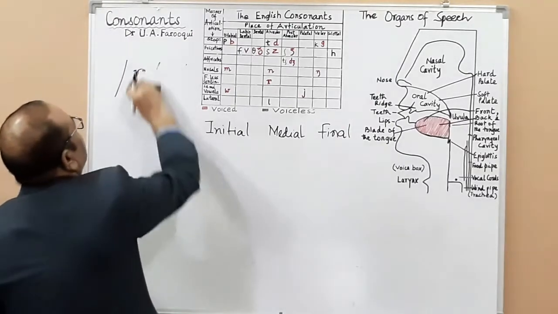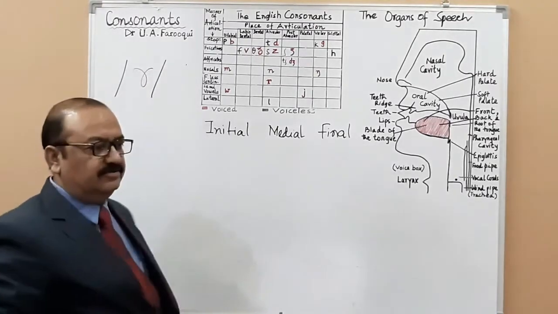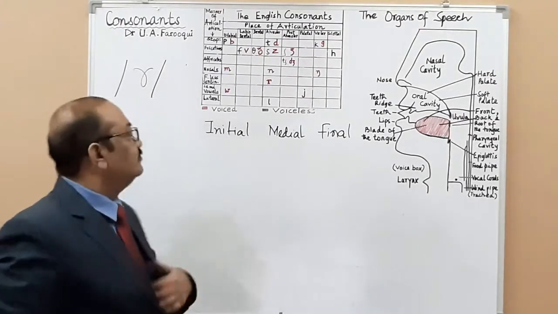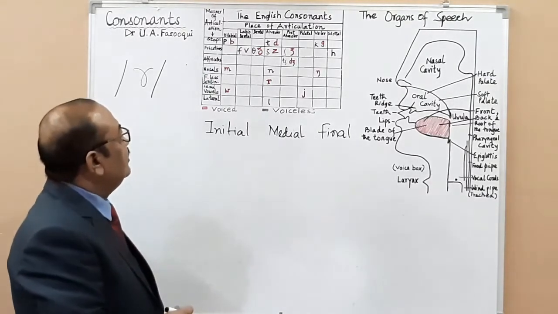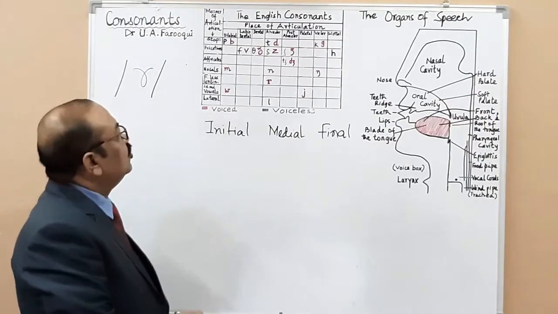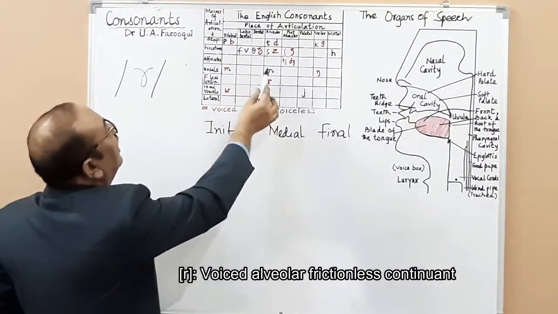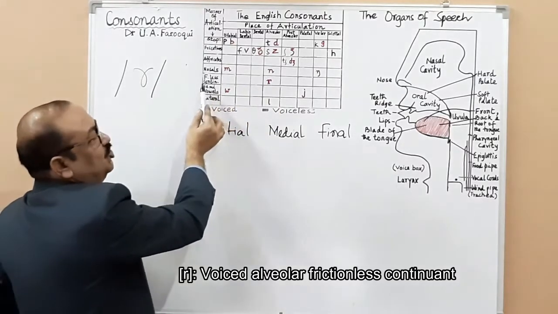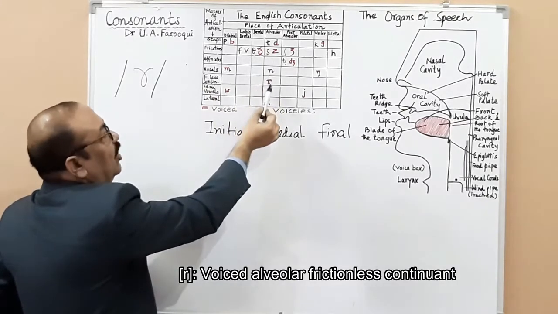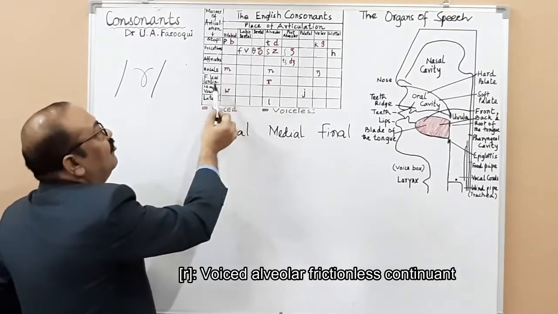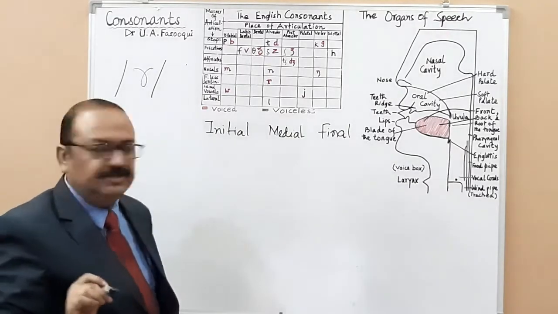Ra. I'll just write it like this simply. This is how the ra sound goes. Frictionless continuant. So what kind of sound is it? It is a voiced alveolar frictionless continuant, or say flap. It is a voiced alveolar frictionless continuant. Fine. This was the three-term description.